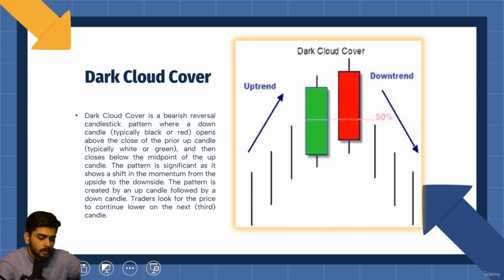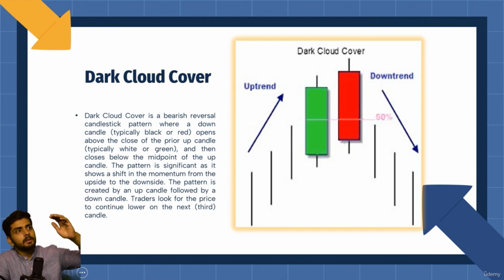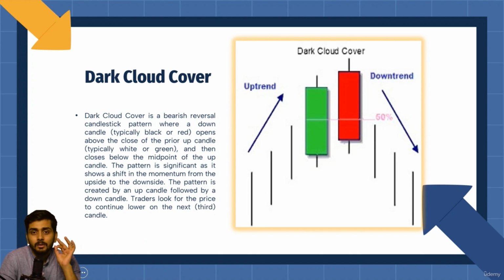See, generally what we mean by dark cloud cover, in common terms, what does it mean? That it is going to rain. Rain means what? Rain does not go up, rain will fall down. So dark cloud cover generally means it is going to rain, rain does not go up, it falls down. That signifies the market might go down when there is this pattern formation. Clear? Okay.